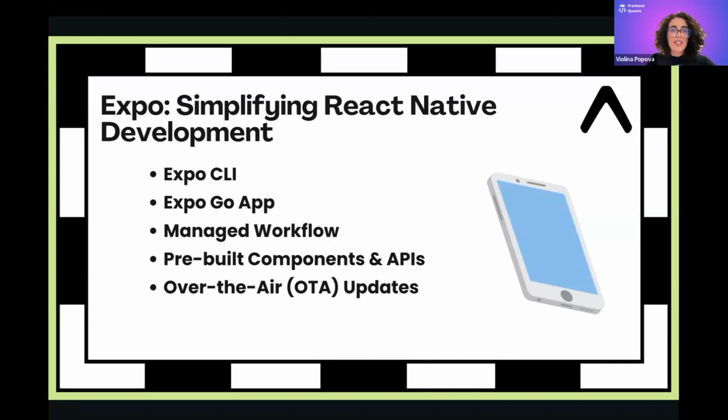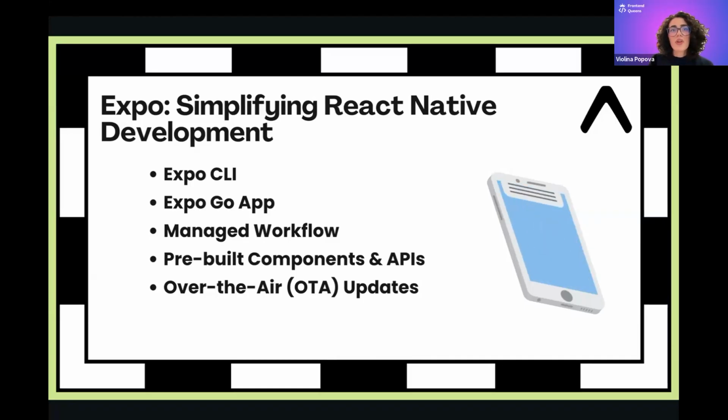Let's look at some of its key features. First, we have the Expo CLI. This is your command line interface, your central hub for creating new projects, building your app, and even deploying it. Then there's the Expo Go app. This is super handy during development. You can run and test the React Native code you're writing directly on your own physical phone or tablet without needing to go through the often time-consuming process of native builds.